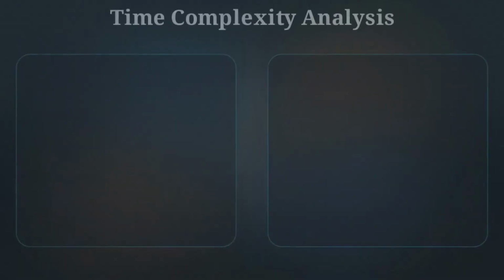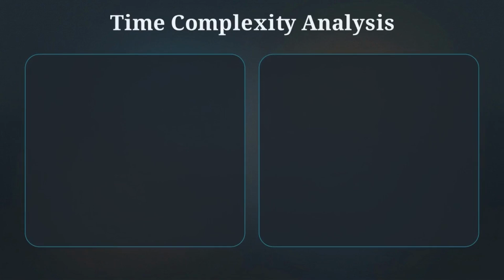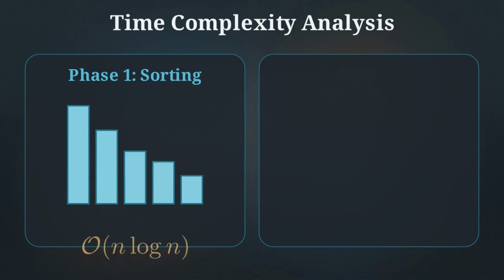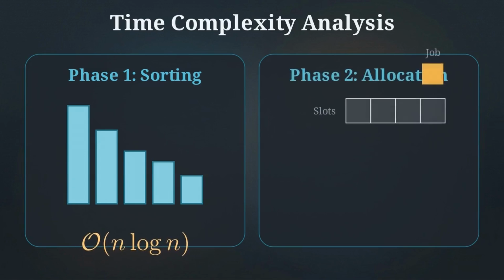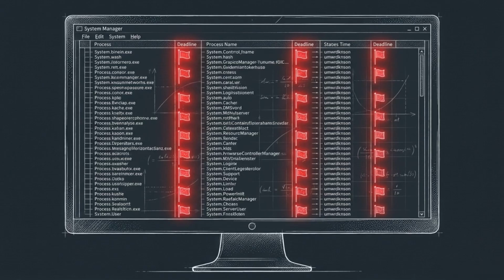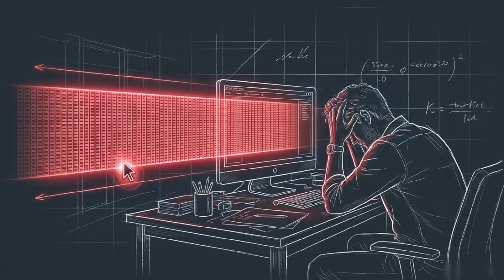This diagram breaks the algorithm's time complexity into 2 distinct phases. Phase 1 is the initial sorting of the dataset. Using an efficient sorting method, this requires O of n log n time. Phase 2 is the slot allocation. Let n represent the total number of jobs, and m represent the maximum number of time slots available. The worst-case scenario occurs when every one of the n jobs has a high deadline, and the system is forced to search backward through all m slots for every single job.